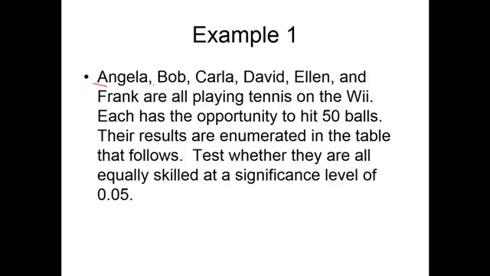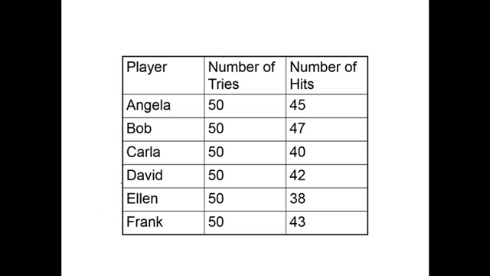Okay, Angela, Bob, Carla, David, Ellen, and Frank are all playing tennis on the Wii. Each has the opportunity to hit 50 balls. Their results are enumerated in the table that follows. Test whether they are all equally skilled at a significance level of 0.05.